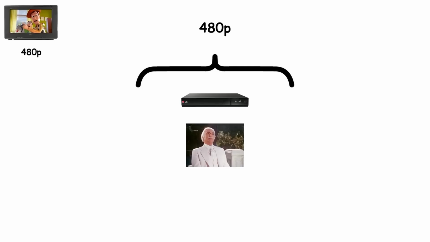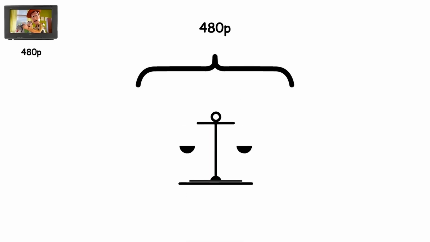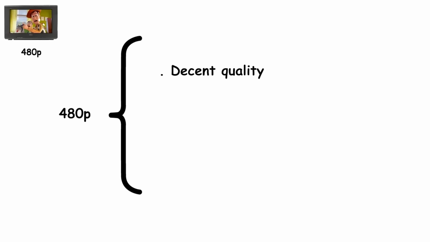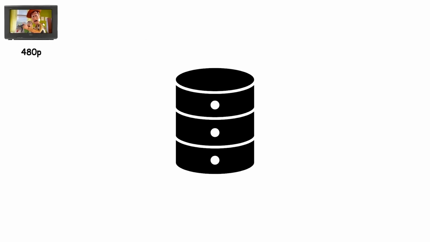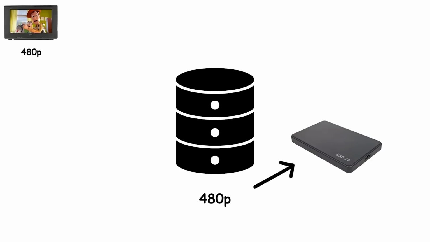That's why 480p became the default for DVD movies and TV broadcasts. It hit the perfect balance for its time. Decent quality, low storage requirements, and smooth playback on slow internet connections. Back then, saving space mattered, and 480p didn't eat up your hard drive like higher resolutions would.